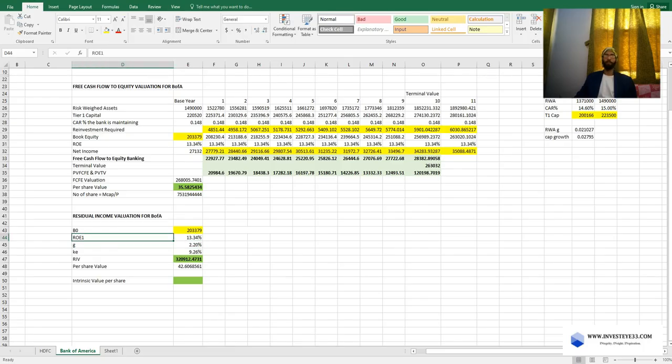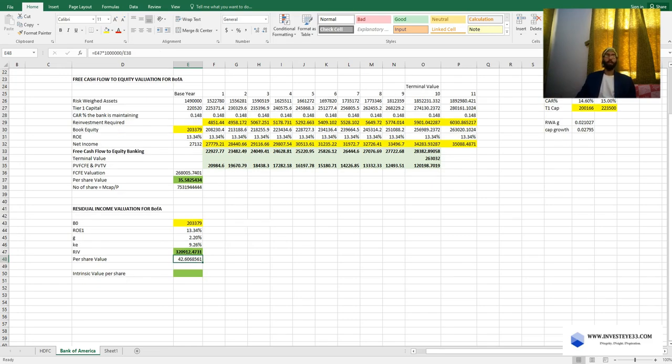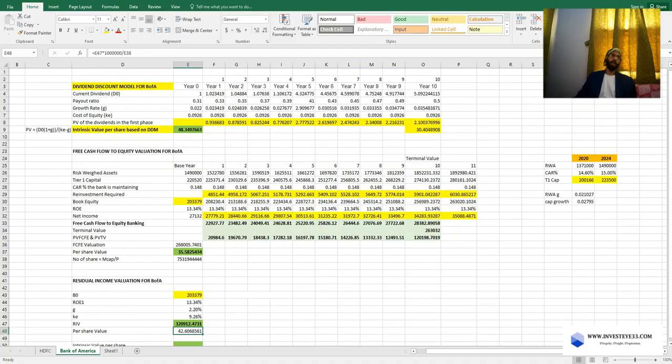Here return on equity 1 is mentioned because we are trying to understand what is going to be the return on equity in year 1. Here the return on equity we have assumed to be constant, so ROE 1 is equal to ROE 0. So here it is constant at 13.34%. Growth rate again constant at 2.26%. Cost of equity again 9.26%. We have calculated that. Residual income valuation for Bank of America is 320,912.47 million. And per share value is coming to $42.6068, right?